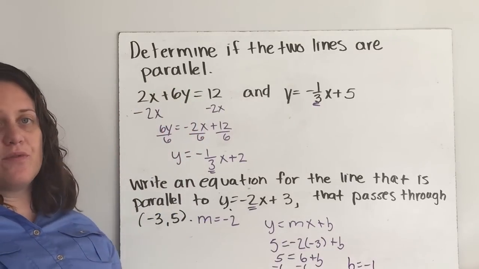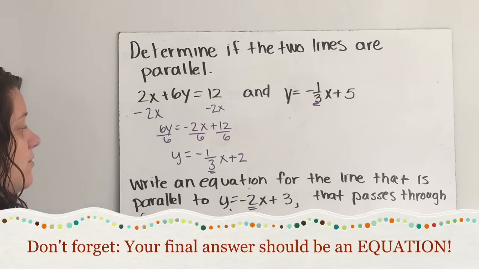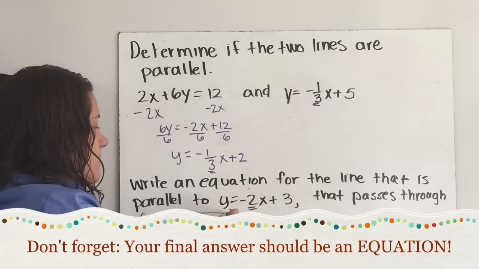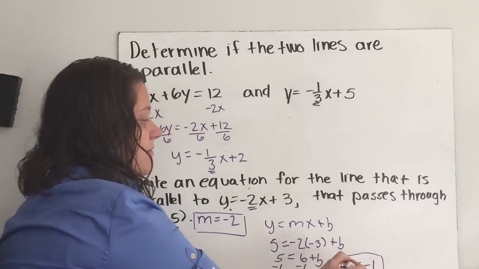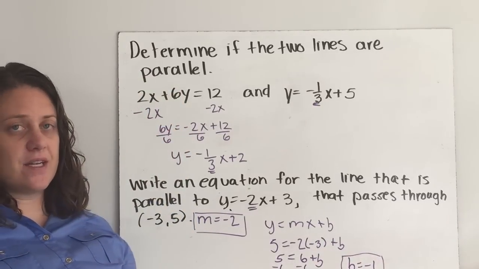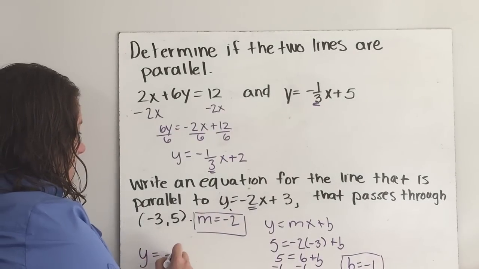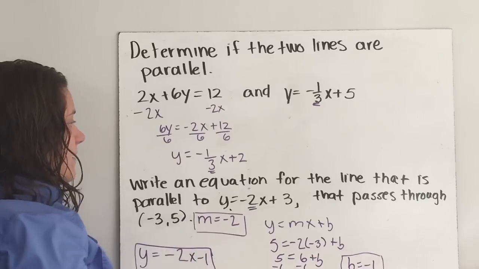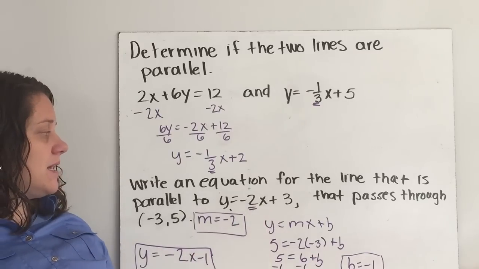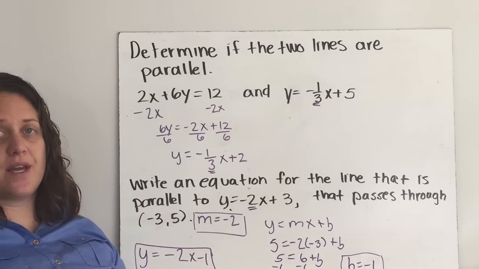Okay, now some people will forget that they need to go one step further than that. So remember that you need a new equation that has a slope of negative 2 and a y-intercept of negative 1. So don't forget the final step is to actually write the equation, which would be y equals negative 2x minus 1. And now you have found an equation that's parallel to y equals negative 2x plus 3 and passes through the point negative 3, 5.